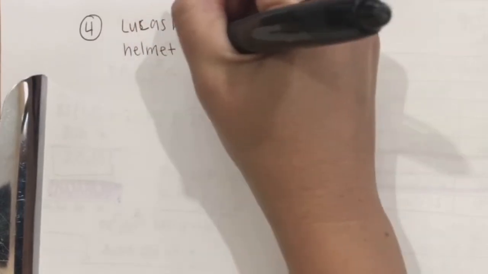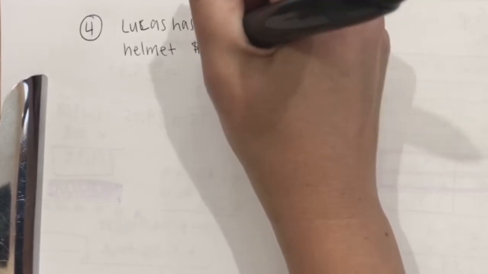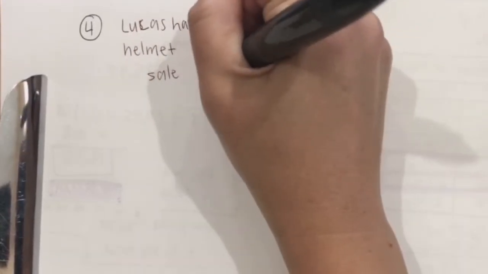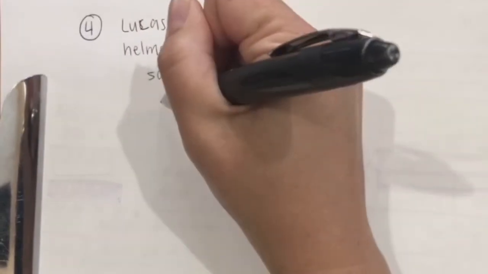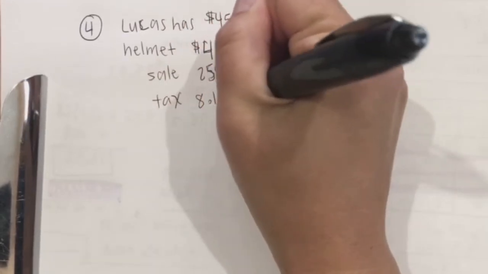Let's write down some information. Lucas has $45. Helmet is $49.99. Sale, 25%. Tax, 8.1%.